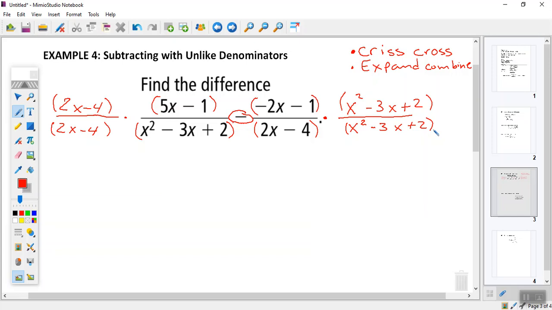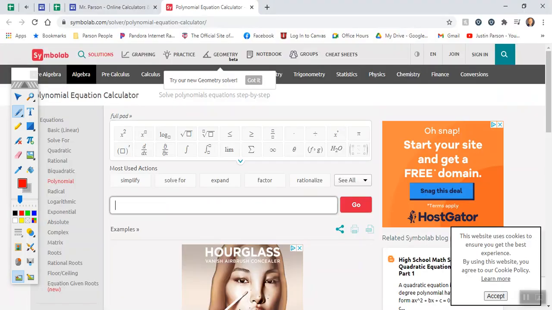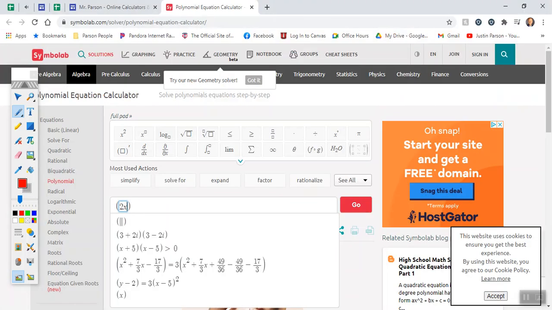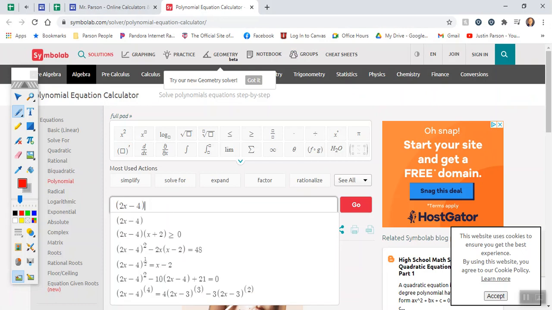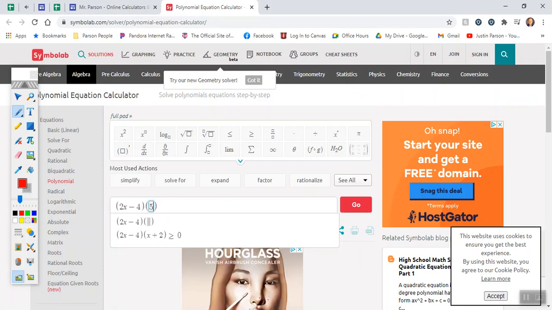Okay. So here's what I'm going to do. I'm going to start by taking this 2x. Do you guys agree, we need to take 2x minus 4 times 5x minus 1 right here? So I'm going to do that first. I'm going to come into this calculator, and I'm going to type it in just like that. I'm going to go 2x minus 4. What was it times, kids? 5x minus 1? Okay, and go.